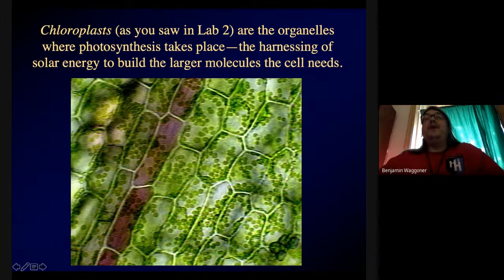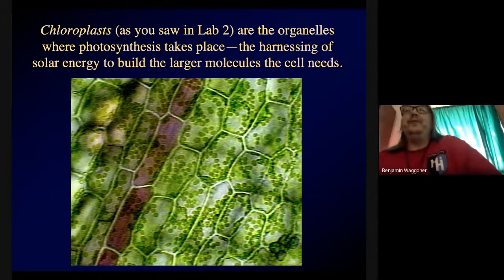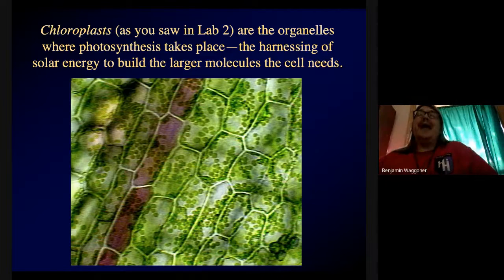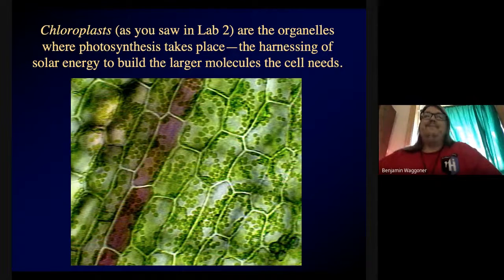But these green dots are where sunlight is actually trapped. Solar energy is captured and used to build larger molecules that the cell needs. This is where photosynthesis happens. Plant cells have both mitochondria and chloroplasts, by the way. You do not have chloroplasts because you can't feed yourself by soaking up sunlight. Unfortunately, I guess. Right.